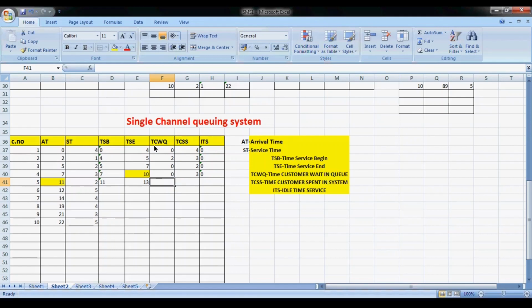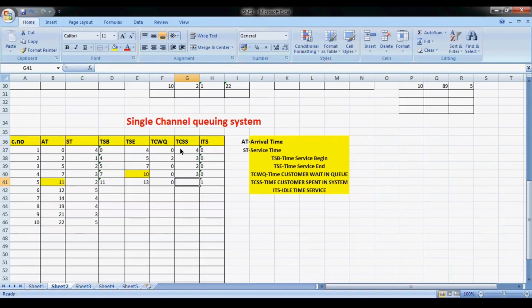Now we need to find out time customer wait in a queue. The server is going to finish the operation at 10, the customer is coming at 11, means the customer is not going to wait, here the server is going to be waiting. So the time customer waits in a queue is 0, and the idle time of the server is 1, because the server finishes the operation at 10 minutes, and after 1 minute the customer is coming. It means the server is waiting for the customer, but the customer is not waiting for the server. So idle time of the server is 1 minute, the waiting time for the customer is 0.